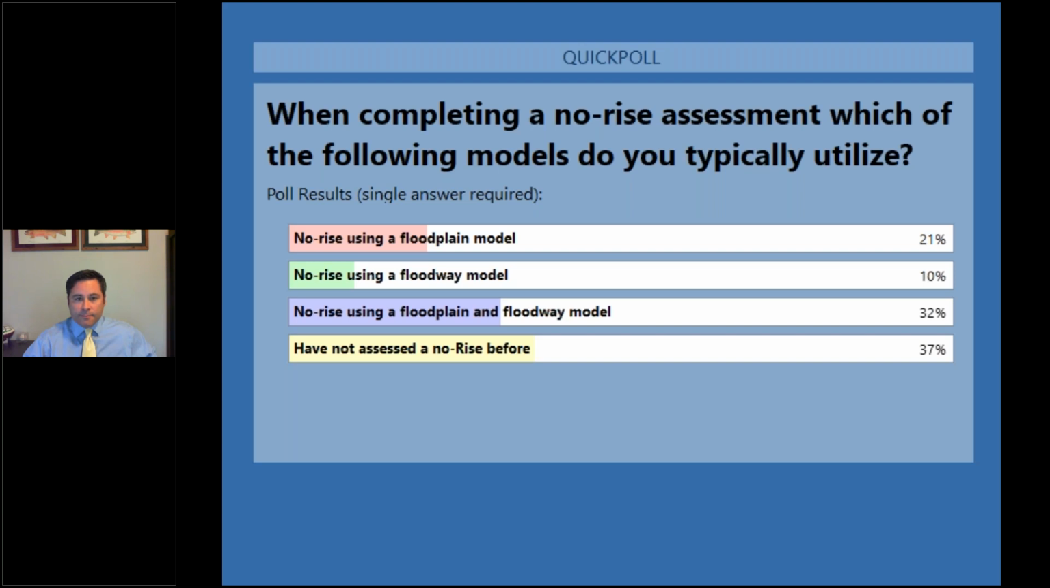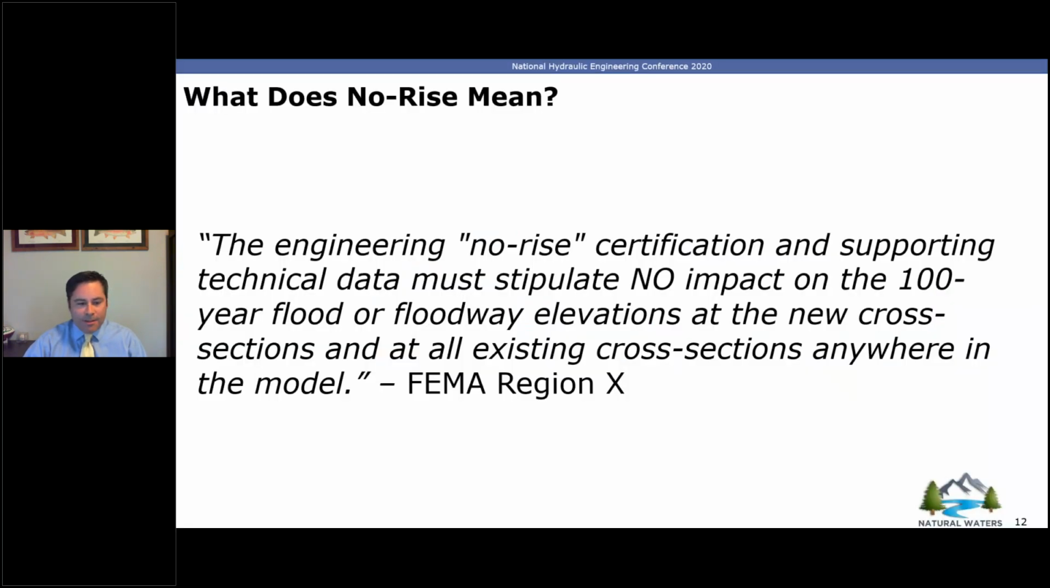Okay, while you guys were talking again, I closed the poll question out because we looked like we'd maxed out on voting. We have 37% that chose have not assessed a no rise before. 32% chose no rise using a floodplain and floodway model. 21% no rise using a floodplain model, and 10% no rise using a floodway model. Fantastic, that's great. And thank you for that, everyone.